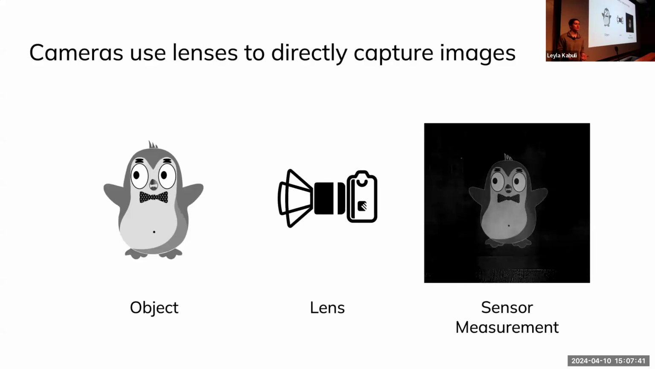To introduce lensless imaging, I'd like to first start with a traditional imaging system using a camera. In a traditional imaging system, we have our object, and we take a picture of our object and capture a sensor measurement. The sensor measurement, or the image that we get, pretty much looks exactly like the object that we have, and we can directly interpret this captured image.